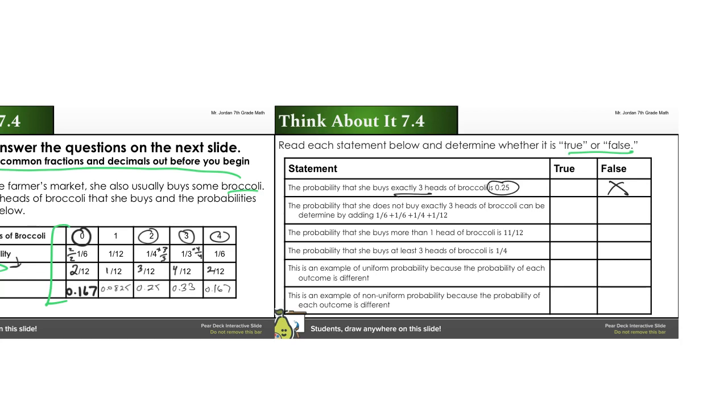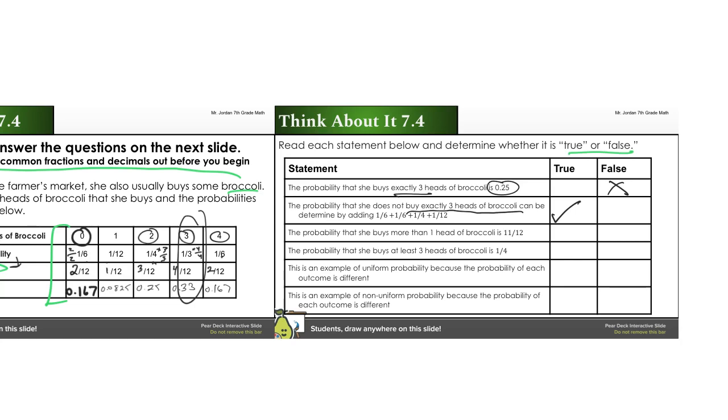The probability that she does not buy exactly 3 heads of broccoli can be determined by adding 1/6, 1/6, 1/4, and 1/12. You see we have 1/6, 1/6, 1/4, and 1/12, because our 1/3 is the 3 heads. So this is actually true. If you take away the 3, then you have the 0, 1, 2, and 4 heads of broccoli, and those are the fractions for them.